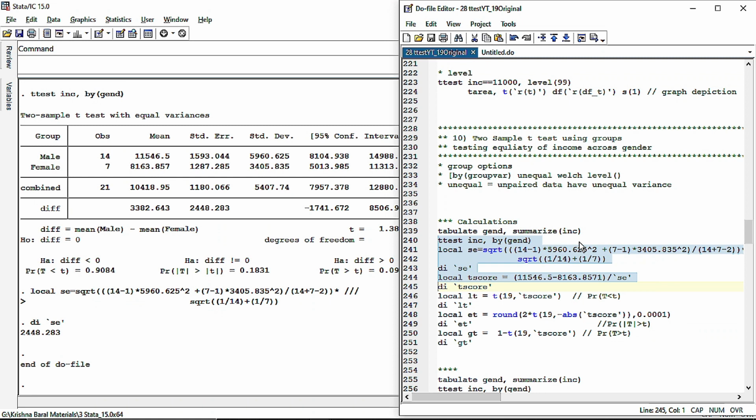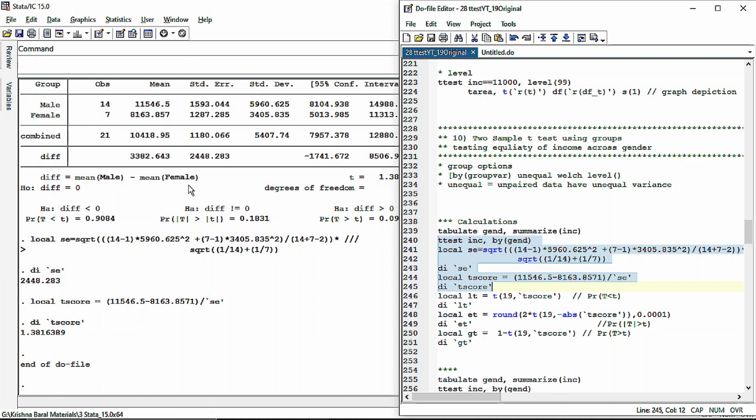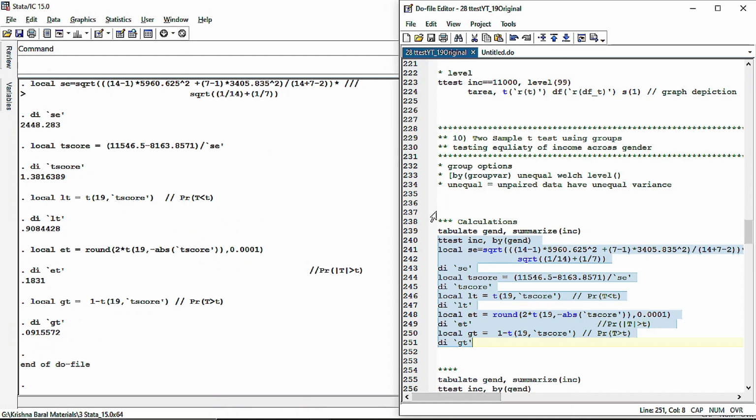Similarly, to calculate the t-score, we take the difference of the means and divide it by the standard error. So the t-score is 1.38. They are the same, and the degrees of freedom is n1 plus n2 minus 2, so it is 21 minus 2, which is 19. This is how we calculate the p-values for the different tests, which come to 90, 18 and 9.